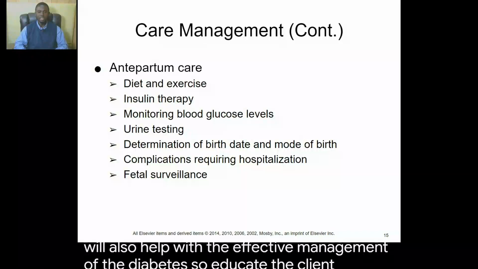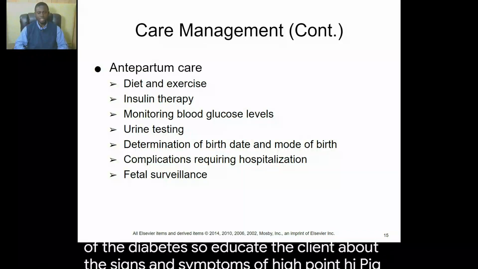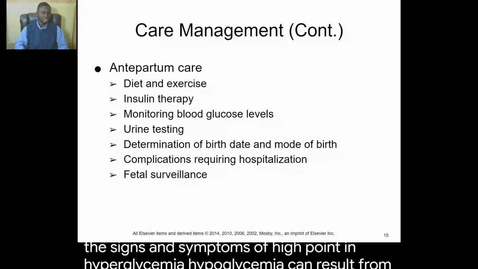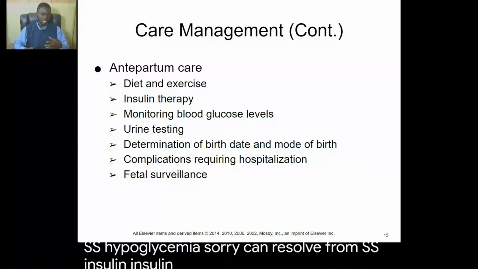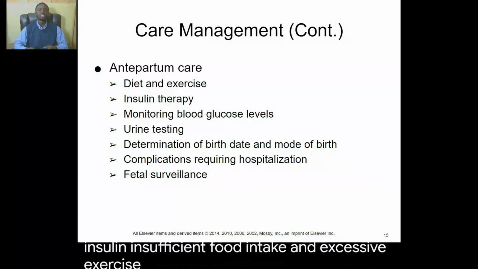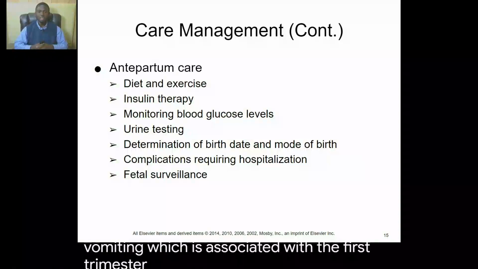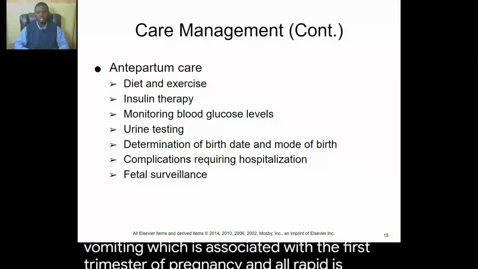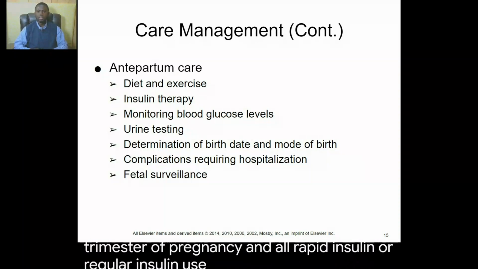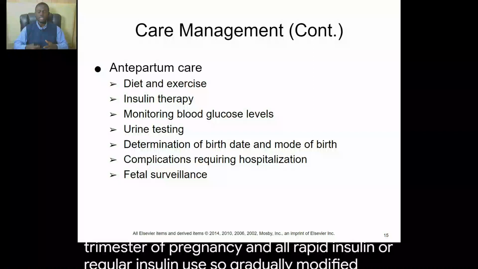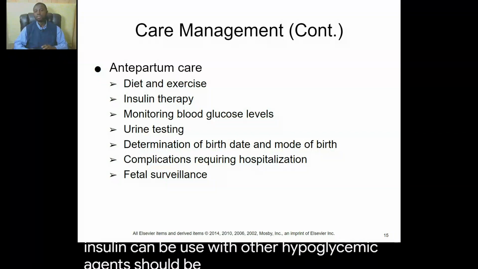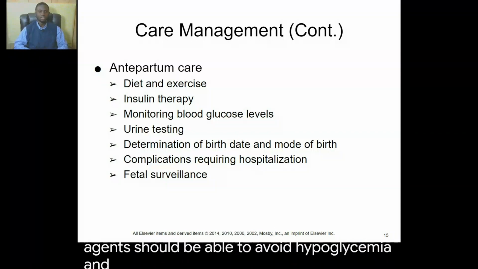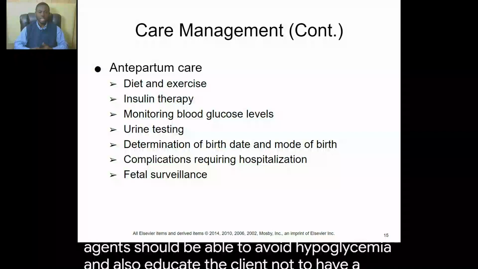So educate the client about the signs and symptoms of hypo and hyperglycemia. Hypoglycemia can result from excess insulin, insufficient food intake, and excessive exercise or workouts, indigestion, diarrhea, vomiting, which is associated with the first trimester of pregnancy, and rapid insulin or regular insulin use. So gradually modified insulin can be used with other hypoglycemic agents to be able to avoid hypoglycemia, and also educate the client not to have an empty stomach for a very long time.